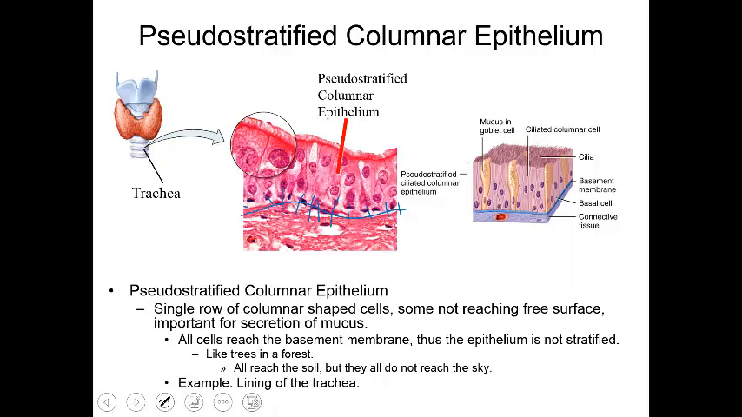And this is a micrograph from a section of the trachea right here. Now, the trachea is part of your upper respiratory system. And one of the jobs of hair-like structures called cilia in your upper respiratory system is to beat outwards to keep debris and foreign particles out of your lungs. So what you see here, this fuzz right here on top, are the cilia.